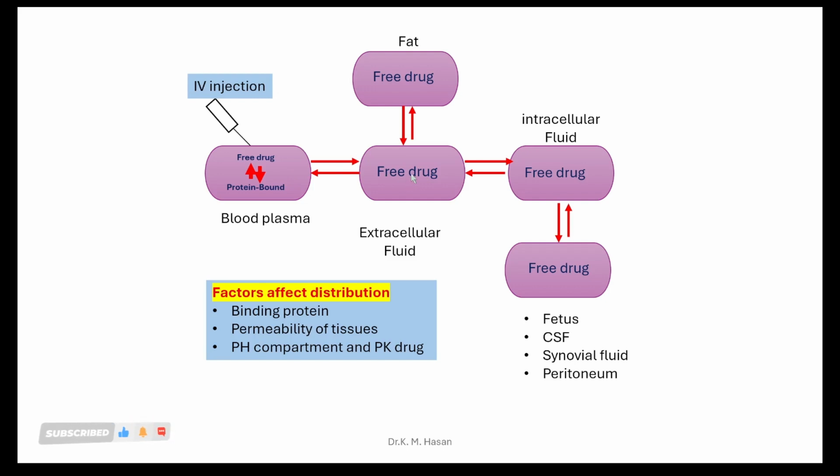So the free drug also will move to the fat for storage. The free drug will arrive to the intracellular fluid. The free drug will arrive to the other parts of tissues and cells. Okay, the important factors here that may affect the drug distribution between these tissues: fat, extracellular and intracellular fluid, and other tissues. We have protein binding, permeability, pH of the compartment, and pH of the medication.